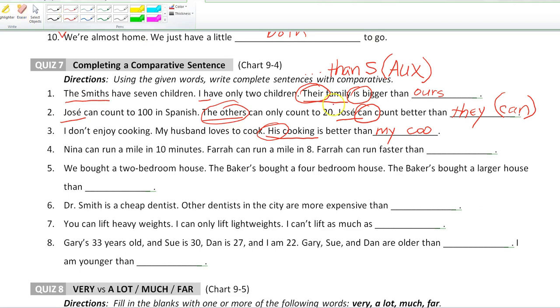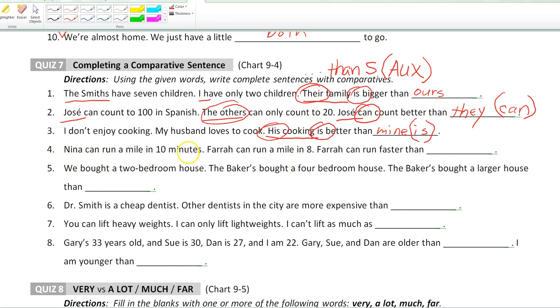Better than my cooking is. Okay, and we can drop that modal. And then we can also drop cooking. So that would be his cooking is better than mine is. And we can drop that aux. We're using the same aux.